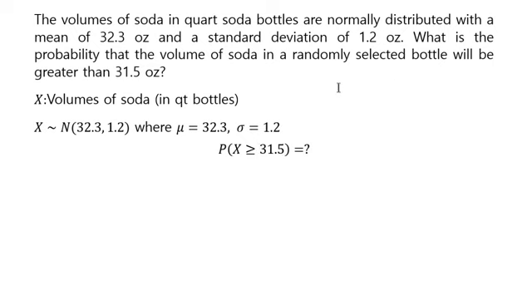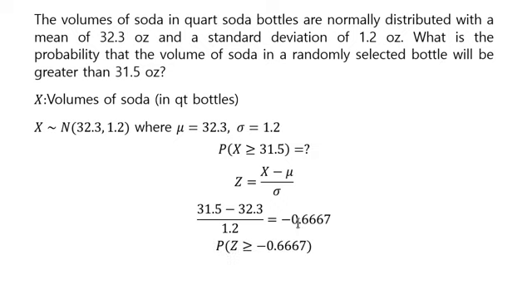Now, when you have a question about probability in normal distribution, you first want to translate this into the standard normal distribution by way of something called a z-score. So how do you calculate the z-score? You take this value, subtract the mean value, which is 32.3, and divide by the standard deviation. In our case, it's negative 0.6667. And with this value, we can rewrite the question as: what is the probability that the z of the standard normal distribution is greater than or equal to negative 0.6667?